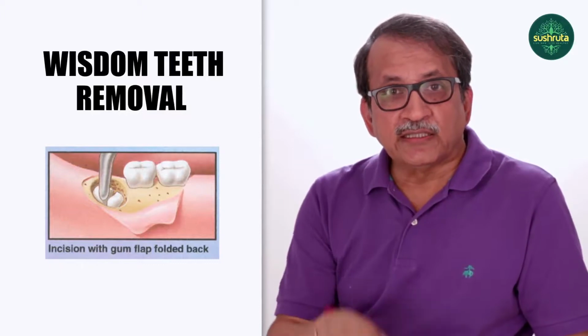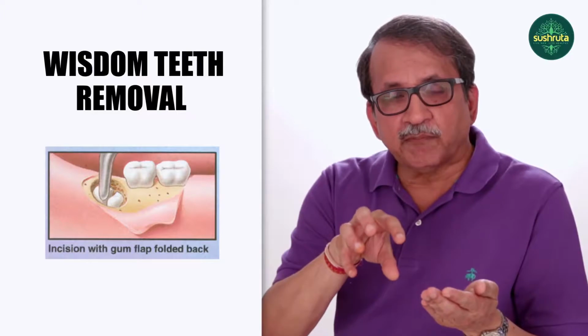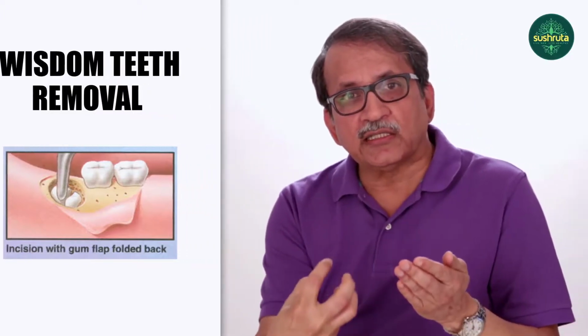If the tooth is angulated, then we do something called a minor surgical procedure. We take the incision because the tooth is inside the gums. We take the incision and then reflect the gums. As you can see in this picture, the incision is taken, the gums are reflected, and we see the impacted molar inside the bone. So in that case, we remove a little bit of bone and then we elevate or remove the tooth.